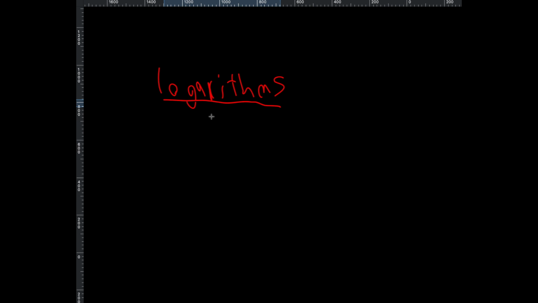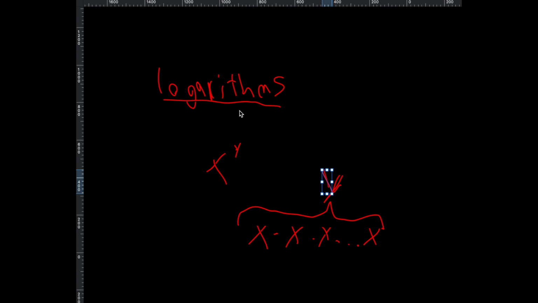Okay, logarithms are a function, so you already know about exponents, right? So x to the y power is the same thing as x times x times x, repeatedly multiplied, and y is the number of times. So that is an exponent.